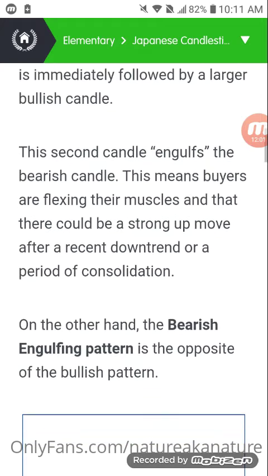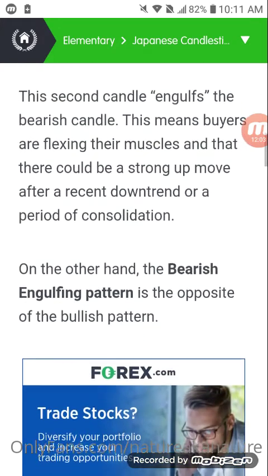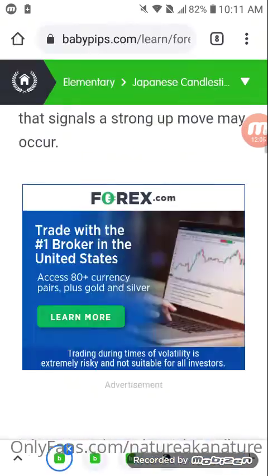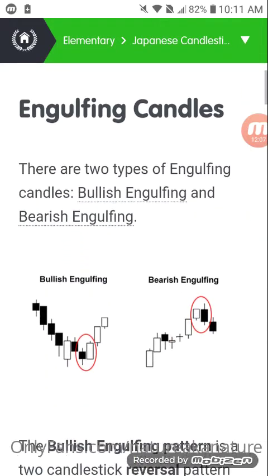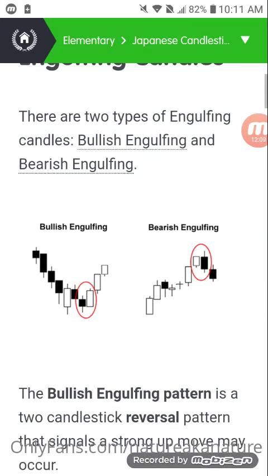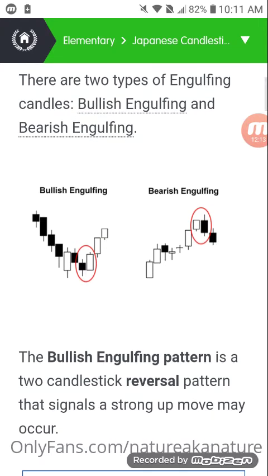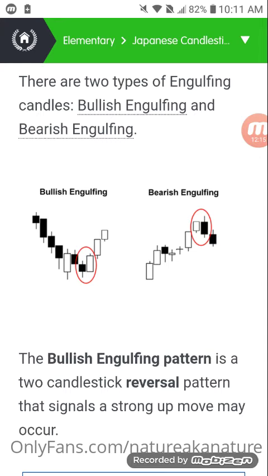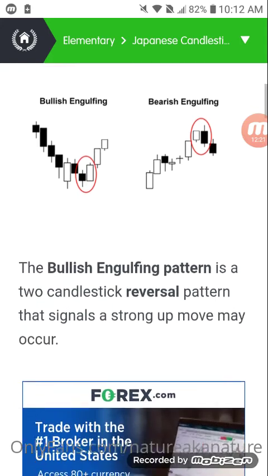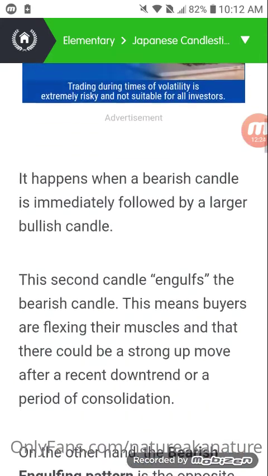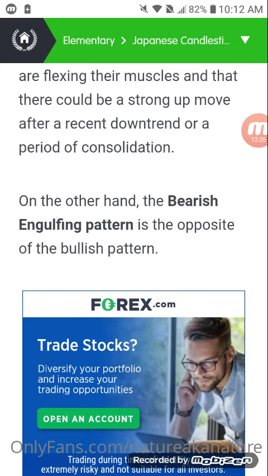On the other hand, a bearish engulfing pattern is the opposite of a bullish pattern. This is a bearish engulfing pattern. You see how the bearish candle is engulfing the white candle, and the bullish is engulfing the black candle. Let's go over bearish engulfing. The bearish candlestick is engulfing the bullish candlestick. So it's the opposite of the bullish pattern.